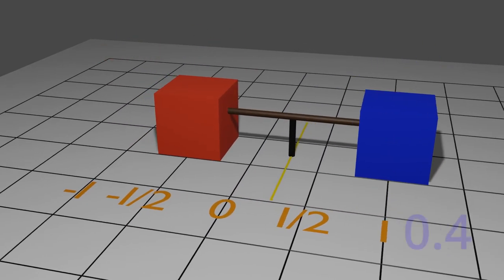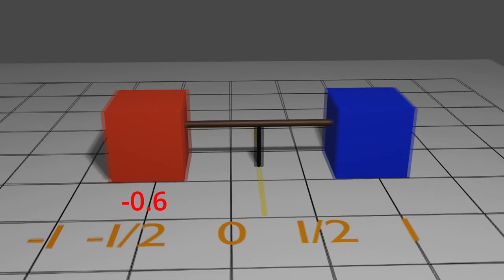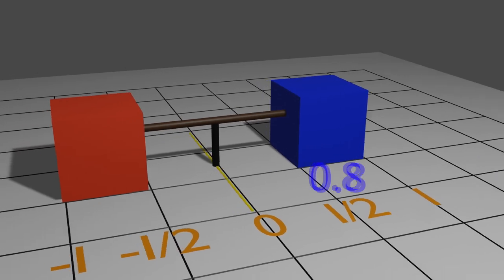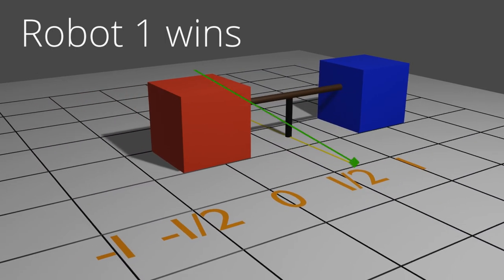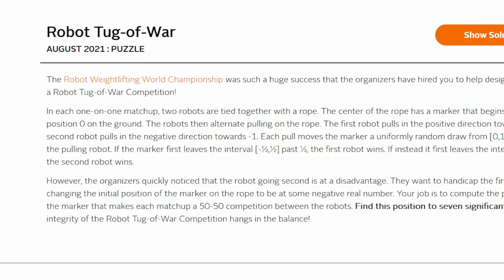We have two robots here. Blue robot 1 pulls a solid 0.4, and our red robot 2 counters with a negative 0.6. Finally, robot 1 takes it home and wins it with a huge 0.8, passing the halfway point. Robot 2 would win if it passes negative half. So why does robot 1 have an advantage?